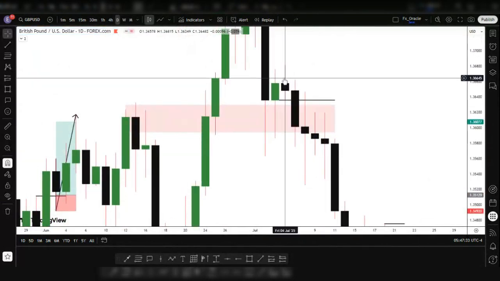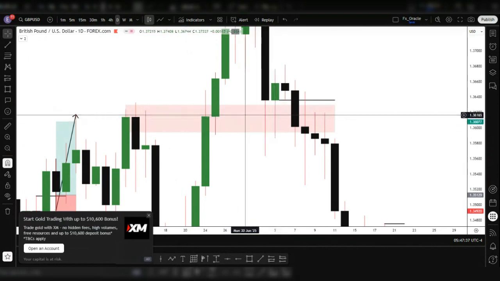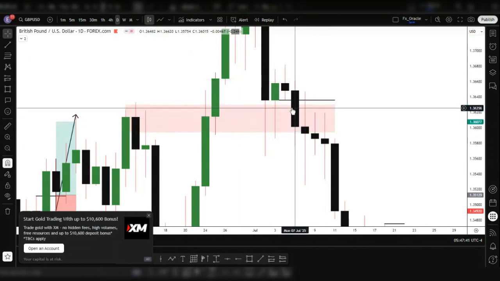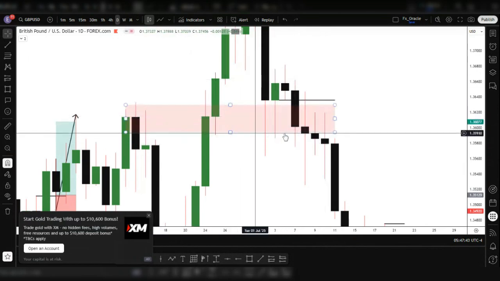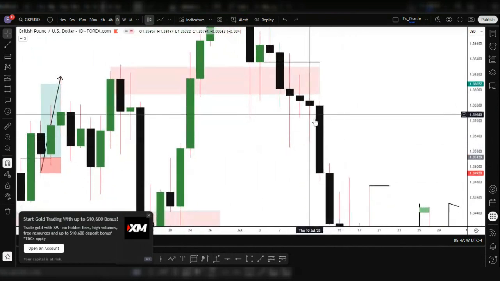Because of what? We violated the support too, because this is also the support that's supposed to move price. And you can see we also closed below it around this level. So all this move led to what? The selling of this price.